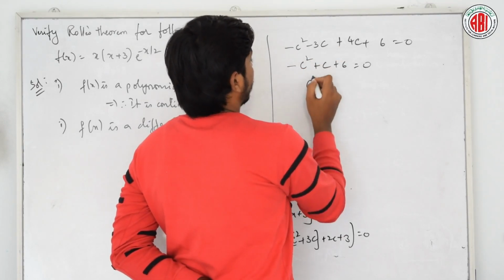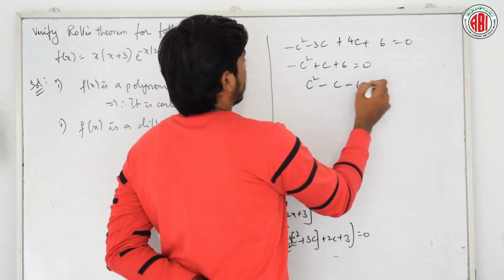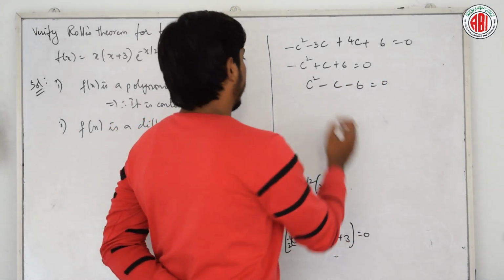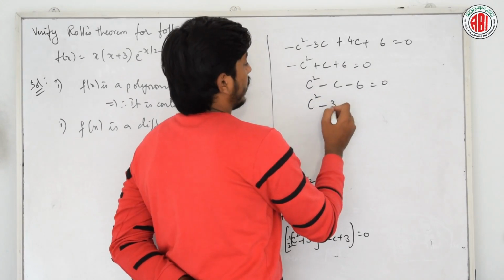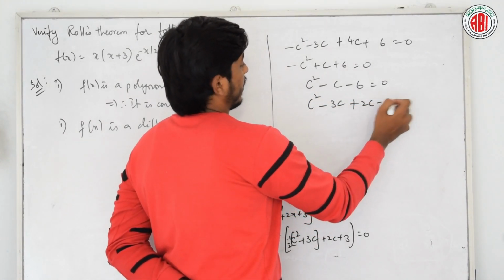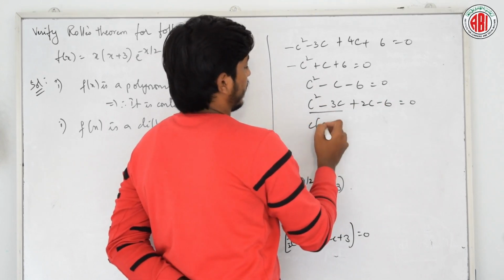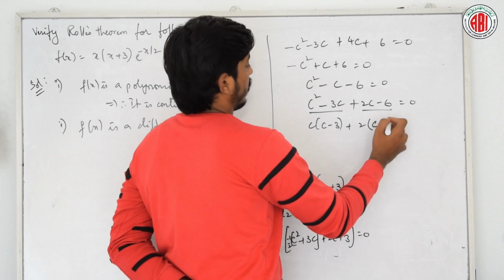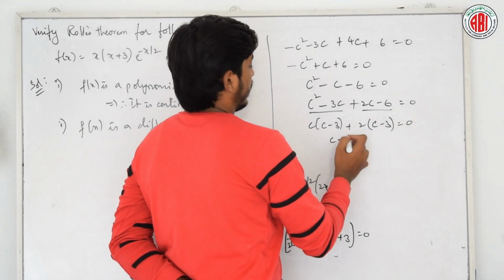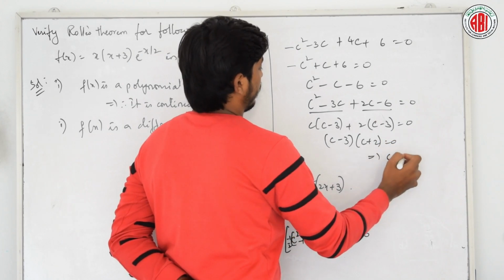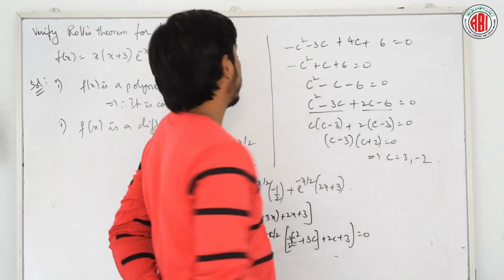Okay, therefore it is c square minus c minus 6. What are the factors of 6? 3 2s are 6, so I can write it as c square minus 3c plus 2c minus 6 is equal to 0. If I take c as common, I will get it as c minus 3. Here also if I take 2 as common, I will get it as c minus 3. C minus 3 is common, I will get c plus 2 equal to 0, which means c is equal to 3 comma minus 2.